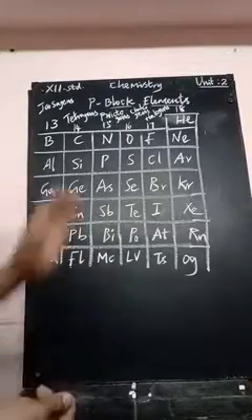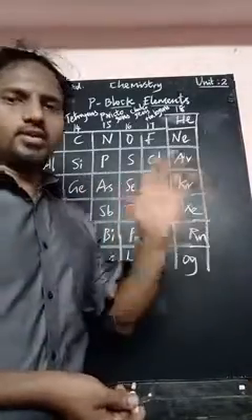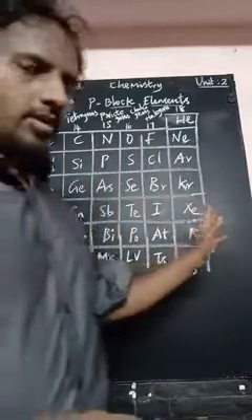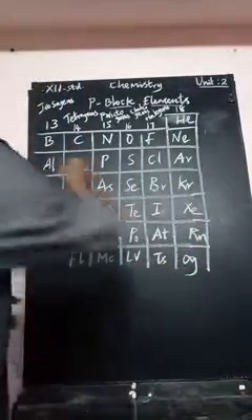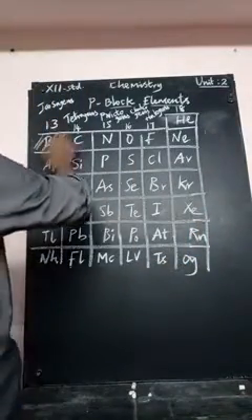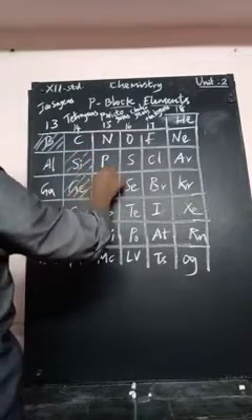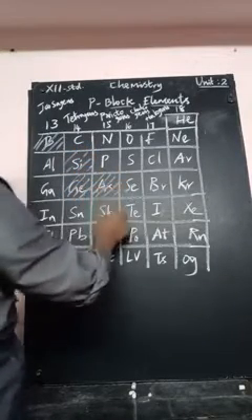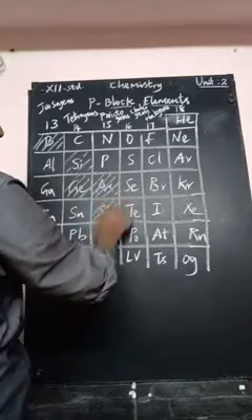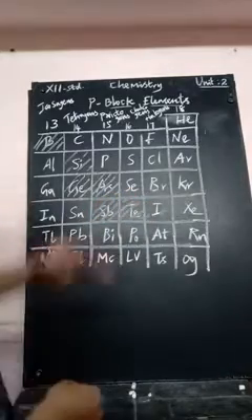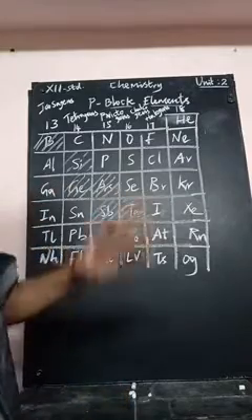P block elements are important because they contain all three types of elements, that is metals, non-metals, and semi-metals. The semi-metals are boron, silicon, germanium, arsenic, antimony, tellurium. Those in the lower part are metals, and those in the upper part are non-metals.